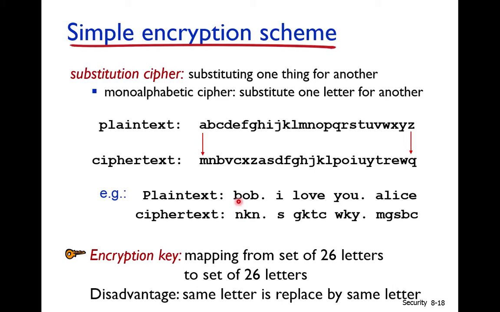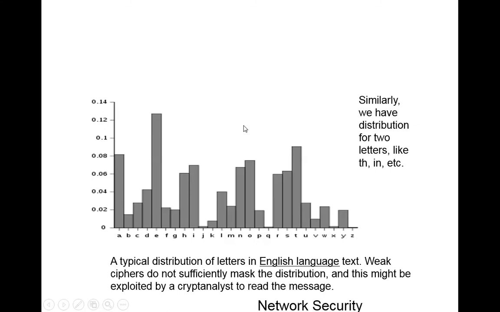For example, B is replaced by N, so everywhere B appears in the plain text, it is replaced by N. Here B also is replaced by N. So in this ciphertext, there is a problem: the character or alphabet analysis can be used to find out the key or to convert the ciphertext into plain text.